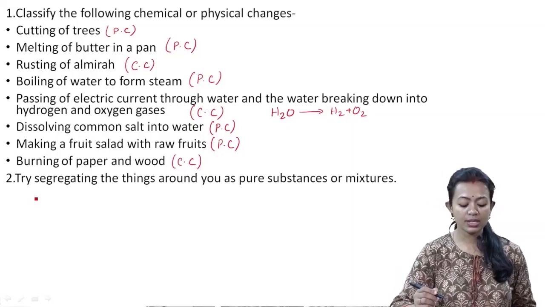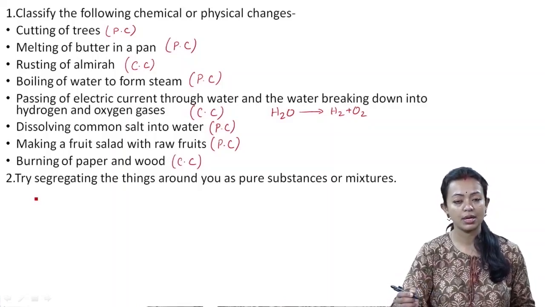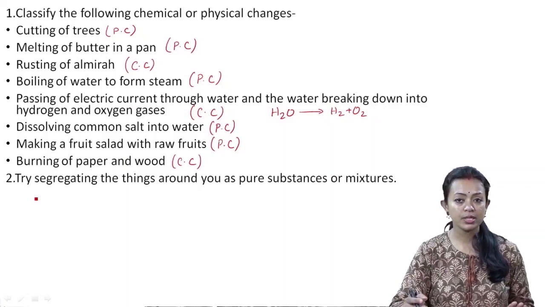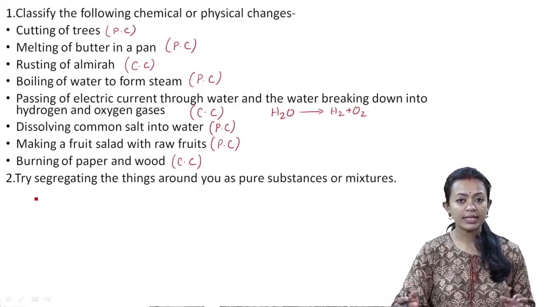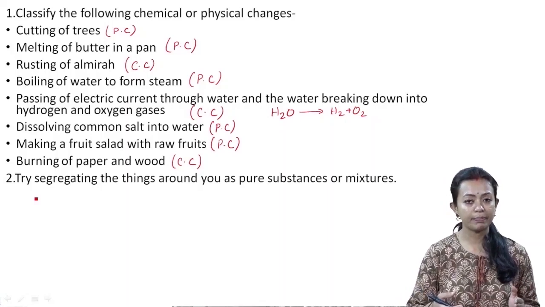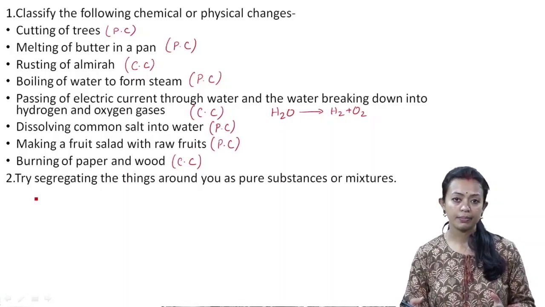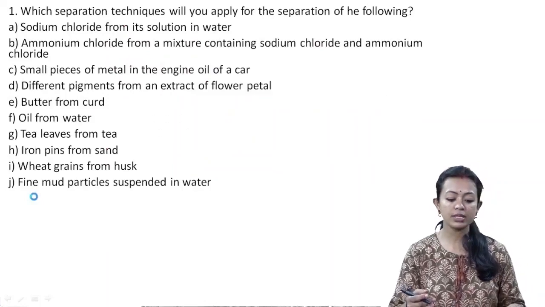The next question is, try segregating the things around you as pure substances or mixtures. Now, what you do is, you try and identify different things around you and place them together. Then you group them according to whether they are mixtures or pure substances. Let us carry forward.